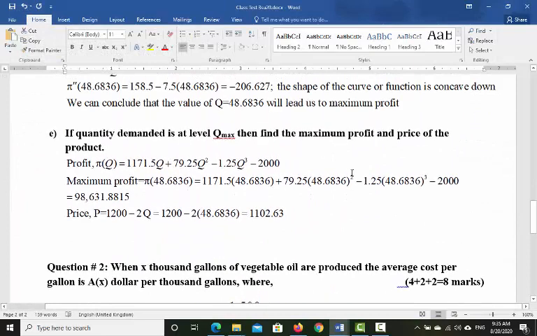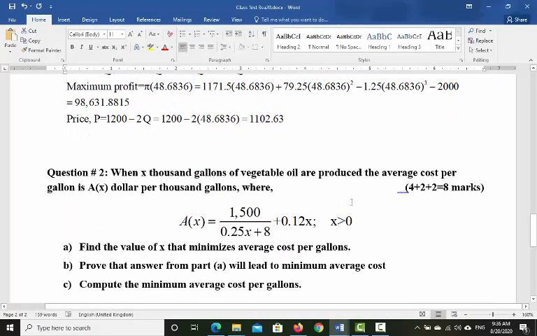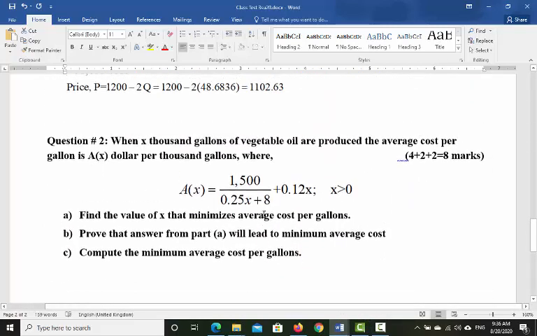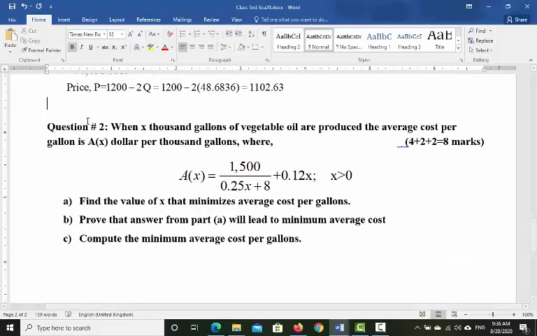Right, so that's the end of question 1. Let us move to question number 2. Here, when X thousand gallons of vegetable oil are produced, the average cost per gallon is this one. So this is the average cost per gallon function. The question is asking to find the value of X that minimizes average cost per gallon.